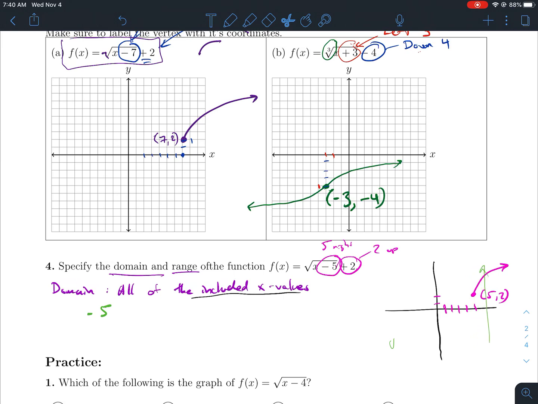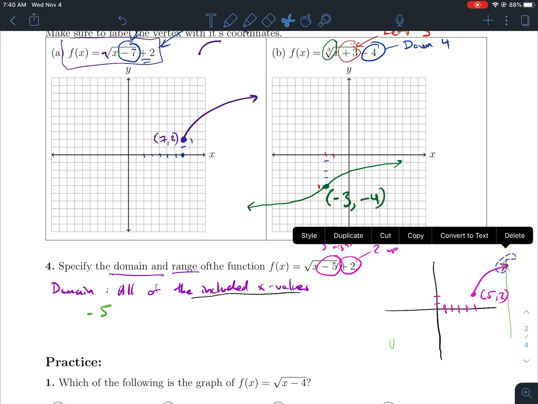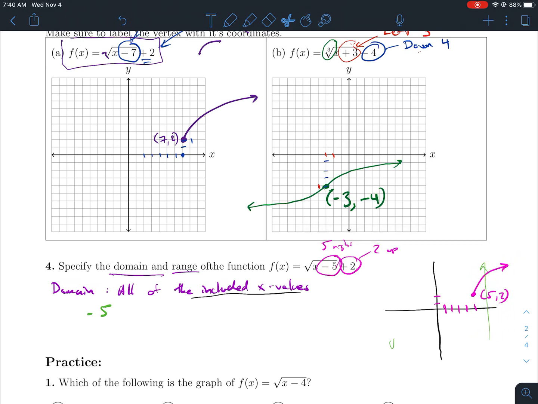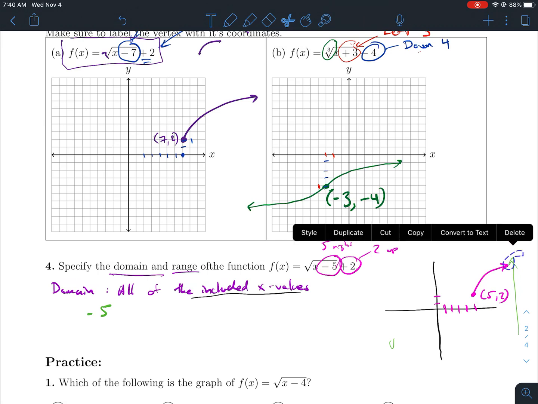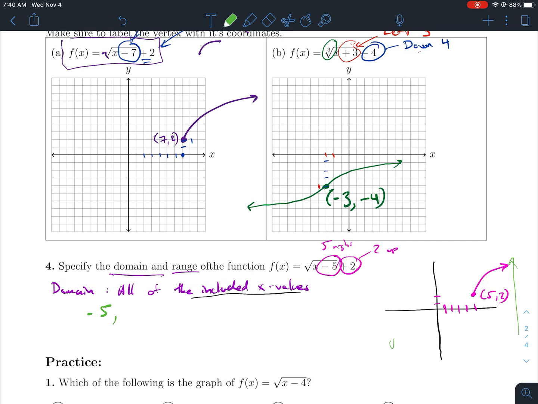Now, if we continued on in the x direction, that arrow here on the square root function means this graph actually continues this way forever. So there is no highest x value, which means that x goes all the way from -5 to infinity, because there is no highest x value. That arrow means it goes forever in that direction. So what we can do with the parentheses here is we'll say -5 is included.